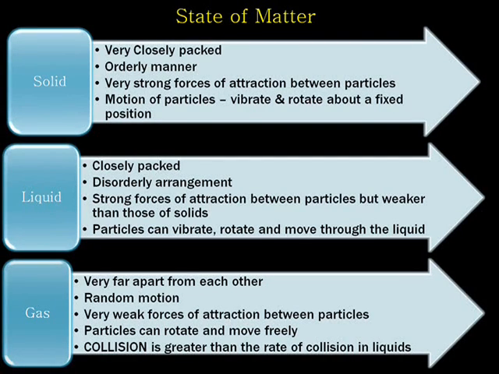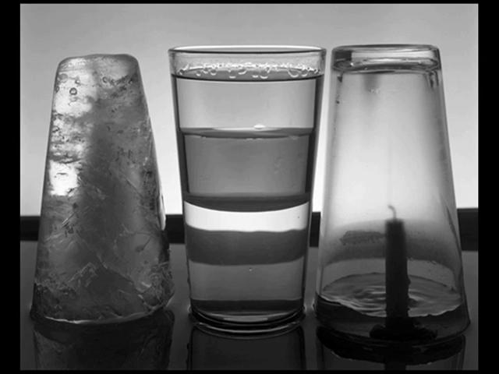Now let's look at a picture that depicts these three states of matter. The first picture shows frozen water or ice in a solid state. Second is water in its natural form, which is a liquid state. And the third is water vapor, which is a gas state.